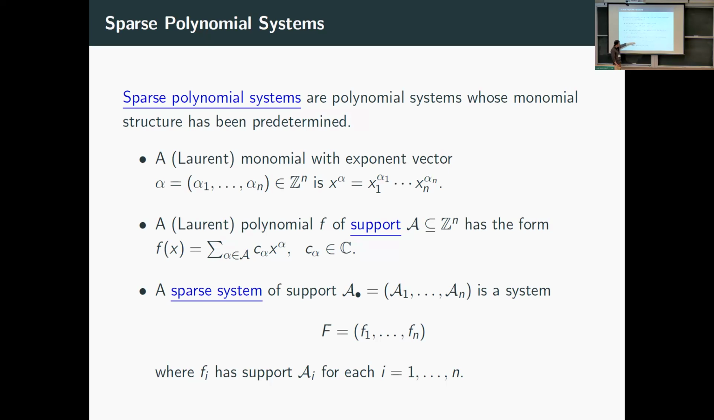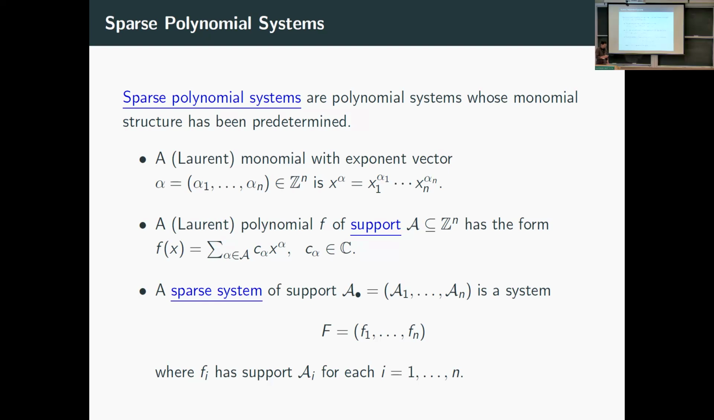And so now a sparse system is a collection of n of these finite subsets of Z^n. These will give us systems f1 through fn, where we allow each fi to have support Ai. So in some sense we're literally looking at our polynomials and saying we're only allowing these monomials to appear in each of these equations.